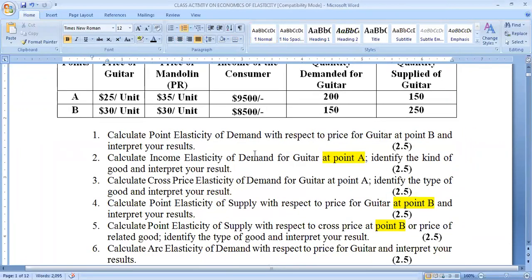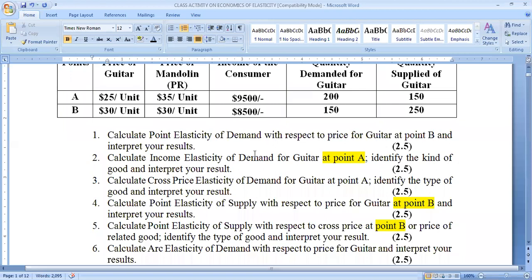We have understood the concept of elasticity of demand and elasticity of supply. We also understood about what point elasticity of demand is. In today's session, I'm going to talk about arc elasticity of demand, its interpretation, and how elasticity of supply can be calculated.